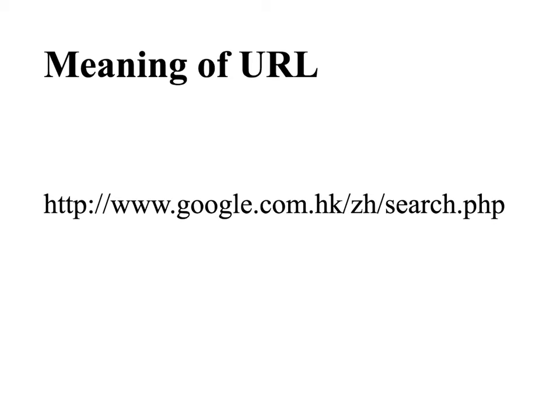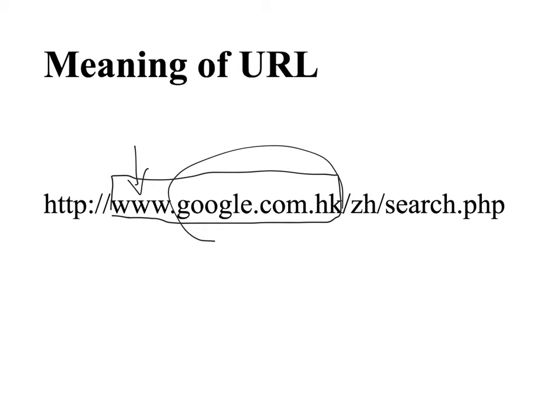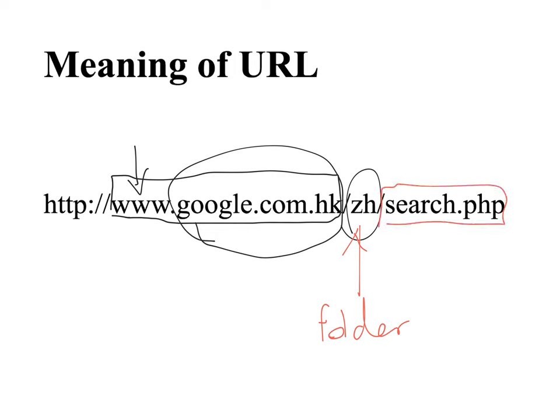You can see that, as we said here, it is the server name, domain name. Okay, if you found that there is, for example, a slash here, we call this folder. It is telling me that okay, we go to the server www in the google.com.hk, and then inside that server we have a folder called zh. So go inside, we can have a file called search.php. It is a file, or sometimes a web page.